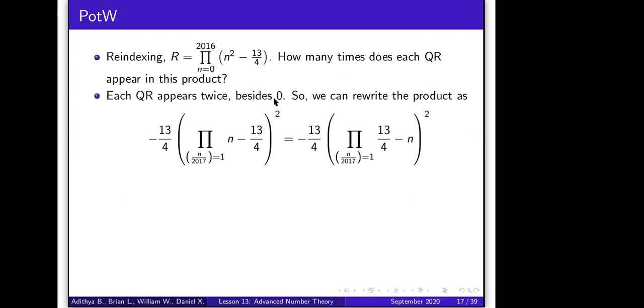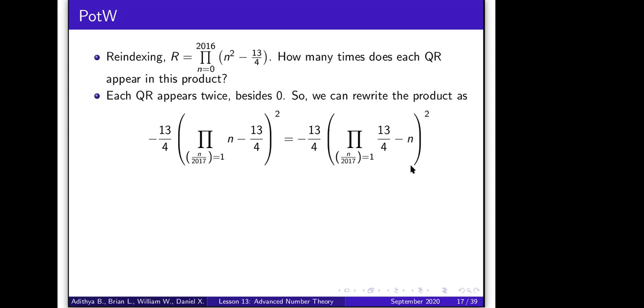So note that each quadratic residue appears twice besides 0. So we first move n equals 0 out, that's negative 13 over 4. And every other quadratic residue appears twice. So we can write it as the product of n minus 13 over 4, where n is a non-zero quadratic residue, and then we square the result. And just for simplicity, I'm going to rewrite as 13 over 4 minus n. Just take a negative, and it doesn't matter since we're squaring.